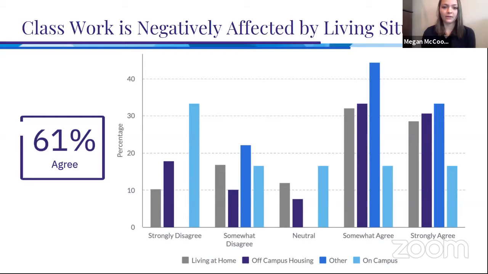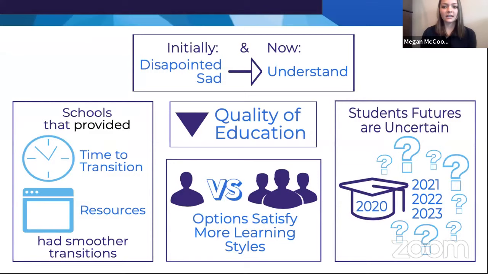The reason for many people having their work affected is because some students have had to pick up jobs since being home, personal reasons related to COVID-19, and other reasons such as not having adequate Wi-Fi to support their new online environment. So to summarize our data, the main takeaways are, at every school, students were initially sad and disappointed about moving online, but they are now more understanding.